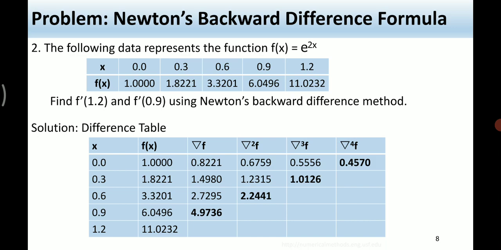Then delta cube f values, to compute that, you are going to take a difference of your delta square f values, that is 1.2315 minus 0.6759 is equal to 0.5556. 2.2441 minus 1.2315 is equal to 1.0126. So these are your delta cube f values. To find your delta to the power 4 f values, we take the difference of your delta cube f values, that is 1.0126 minus 0.5556 is equal to 0.4570. So you can see the last values have been highlighted in bold. Only the last values are considered in the Newton's backward difference formula.